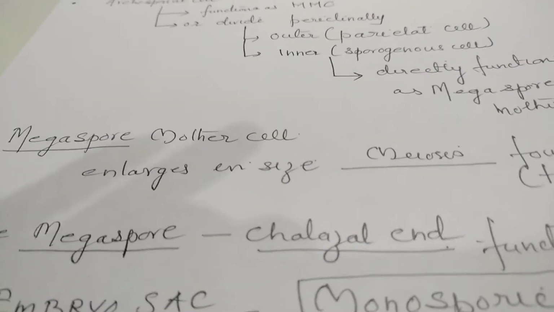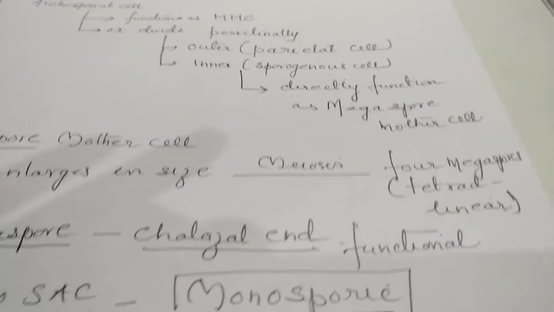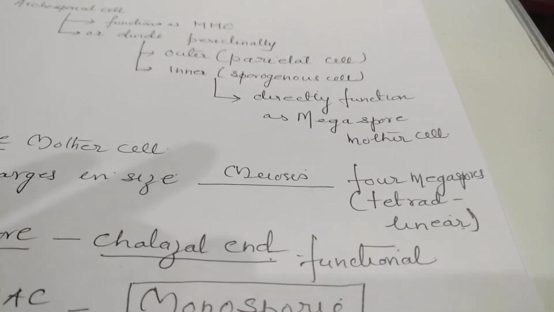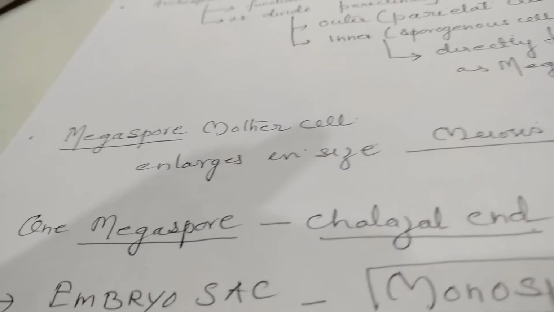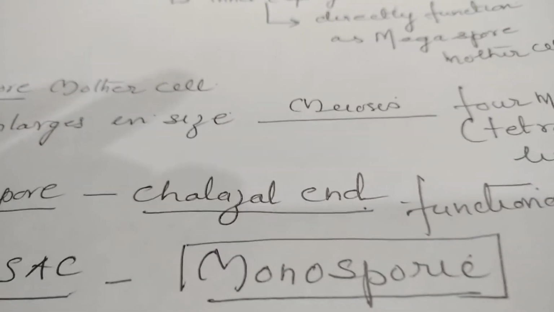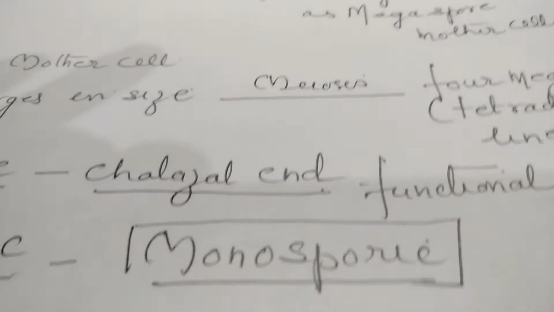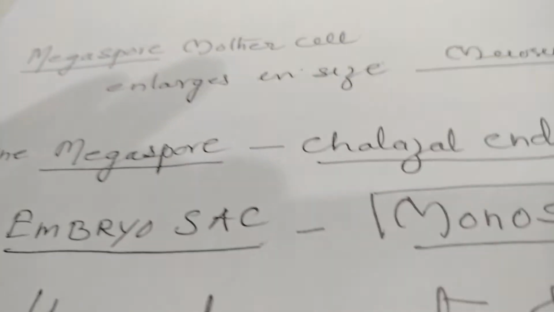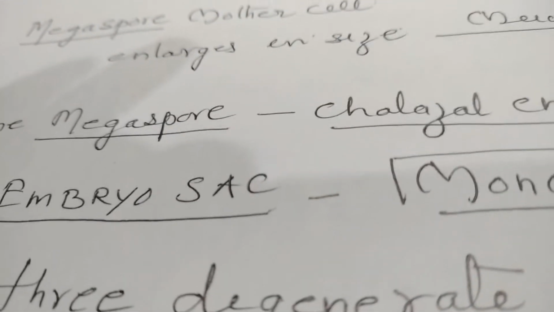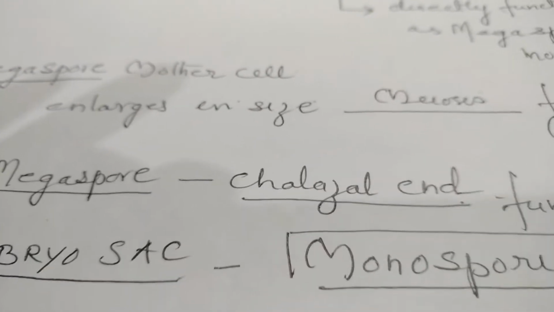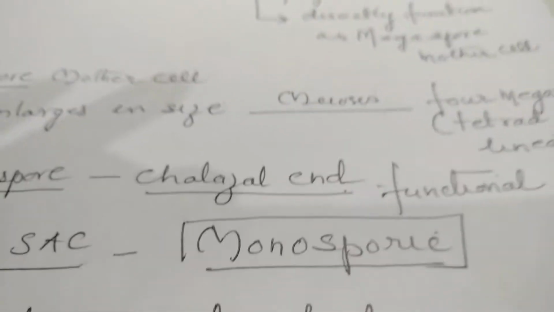And this megaspore mother cell enlarges in size and undergoes meiosis and forms 4 megaspores, or a linear tetrad of megaspores. And one megaspore at the chalazal end is functional, and the other 3 megaspores degenerate and disappear, and the one that is functional will give rise to the embryo sac. This type of formation of the embryo sac from one megaspore, we call monosporic.